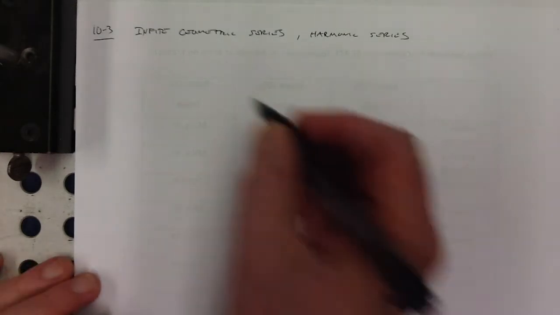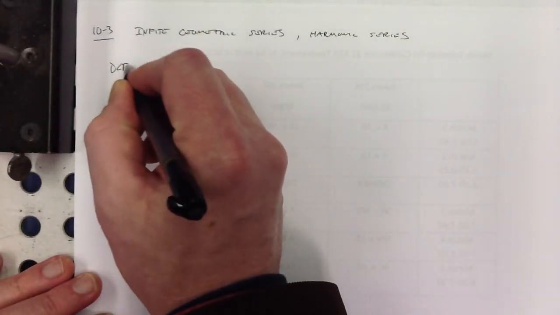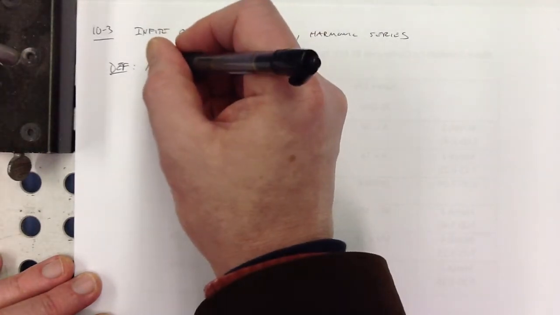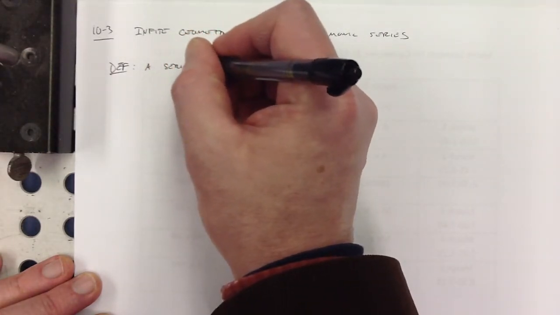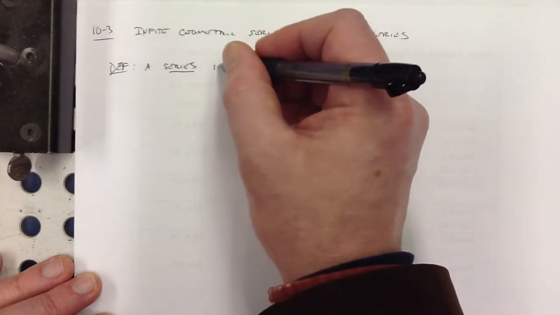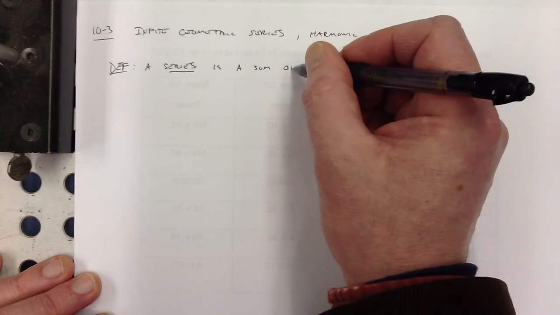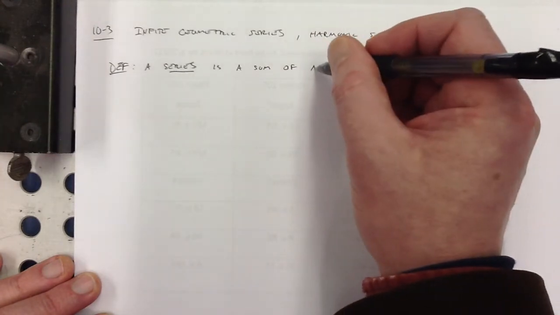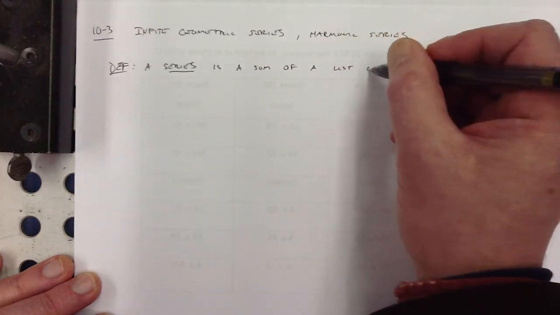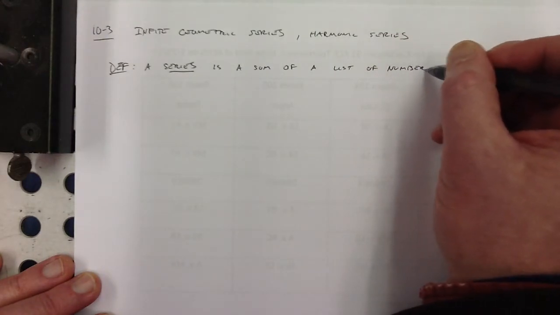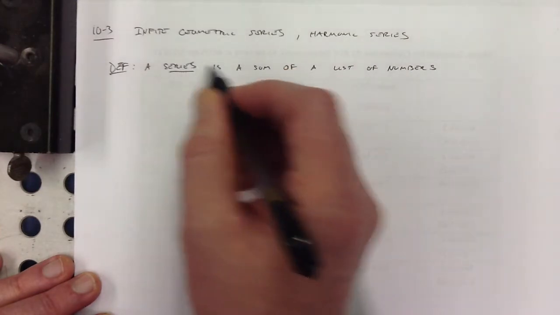So infinite geometric series, this is a review for you. You have studied these before. The definition of a series is a sum of a list of numbers. So not to be confused with a sequence, right? Sequence just a list. Series is a sum.